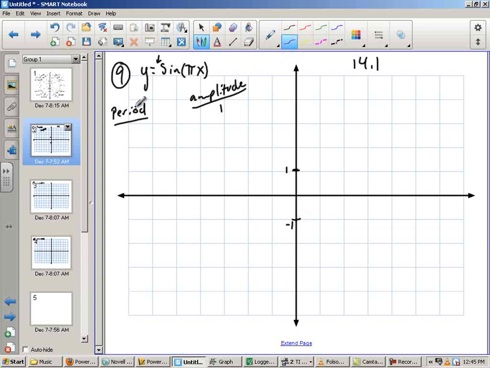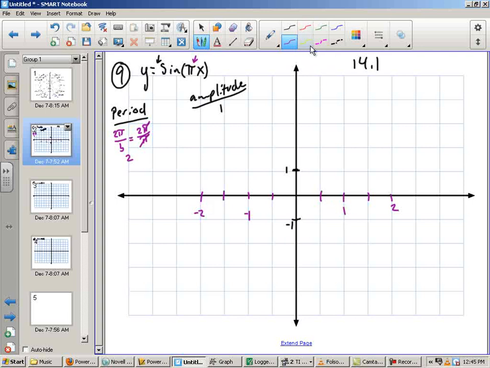Next, I need to find the period. The period is always, for sine and cosine, 2 pi divided by b, and b is the multiplier of x. Right here I see pi x. That's how many x's I have. So this is 2 pi over pi. The pi's cancel, and my period is 2. So I can go over 4 hash marks, 2, 3, 4, and put a 2. Obviously halfway would be at 1. And then I'm going to come out 1, 2, 3, 4 to -2 and -1.